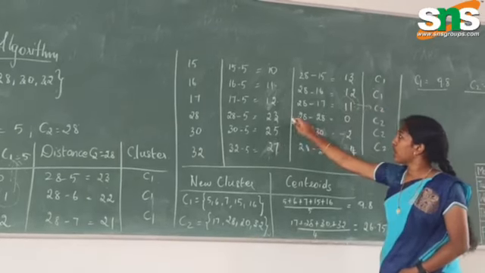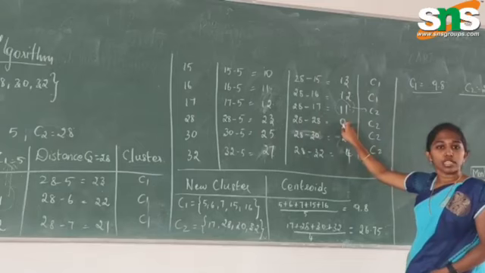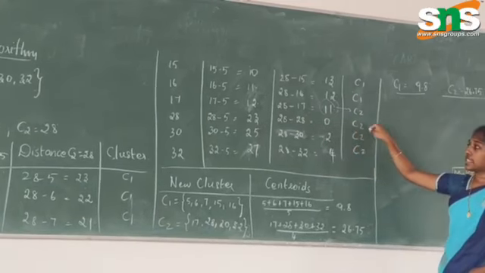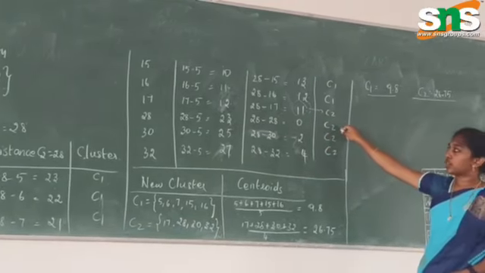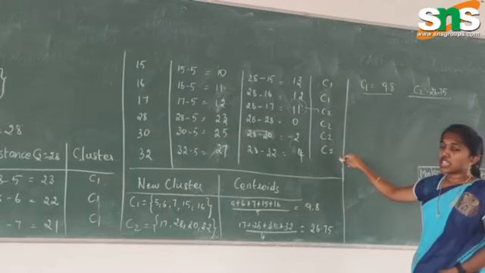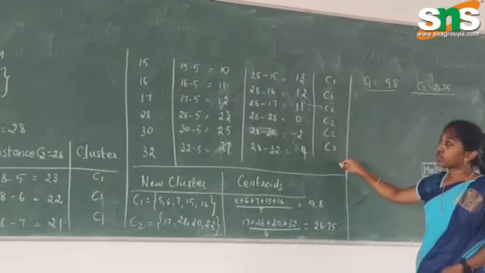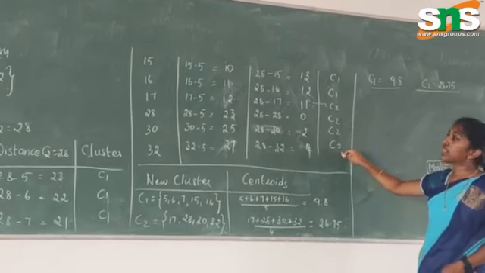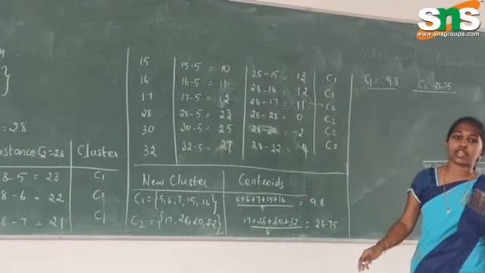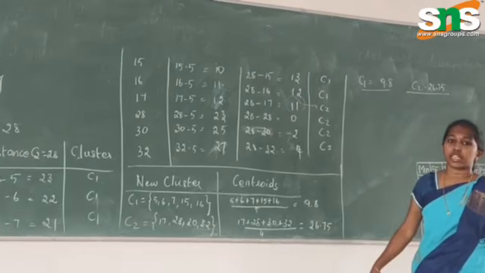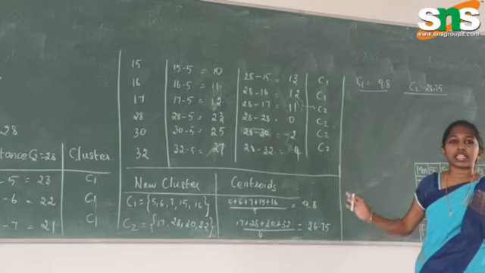And again the next one, 23 and 0. 0 will be the smallest term. So while comparing, I get an answer that this C2 will be the cluster for this next one. The remaining ones also, by comparing, I am going to choose the smallest one as the cluster points. Likewise we are going to assign the cluster for all the data sets given in the question. So now we are clustering all the terms.